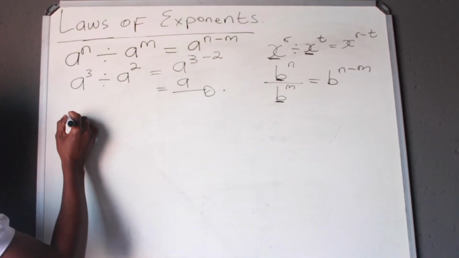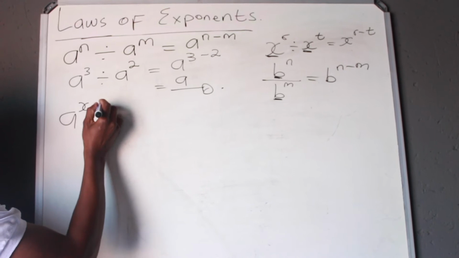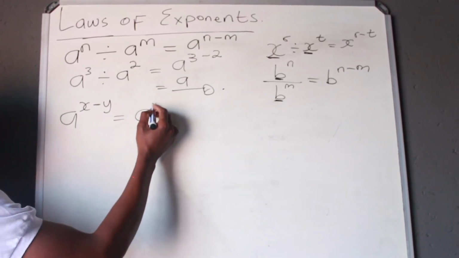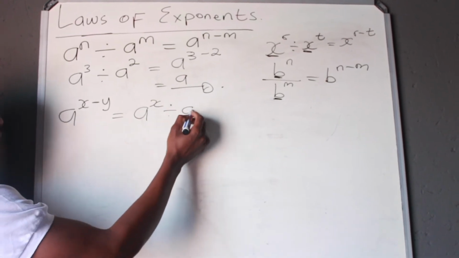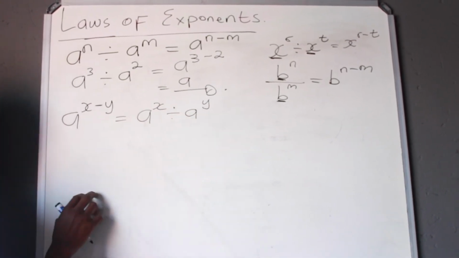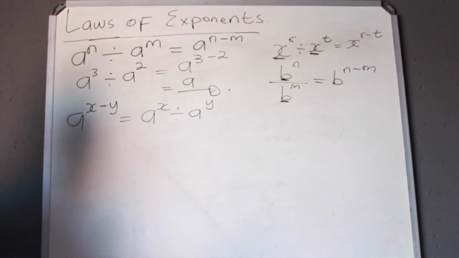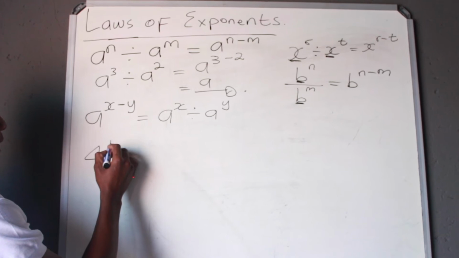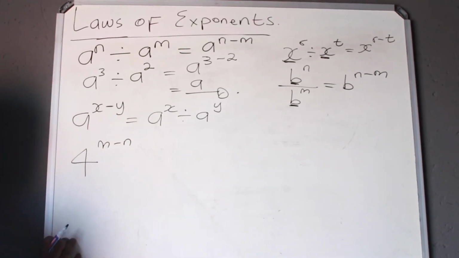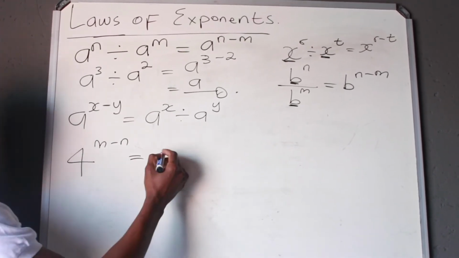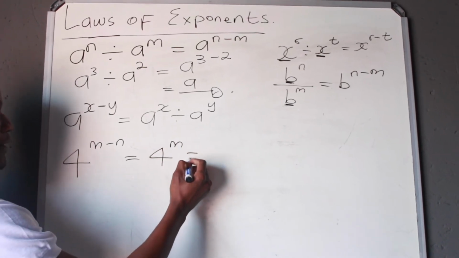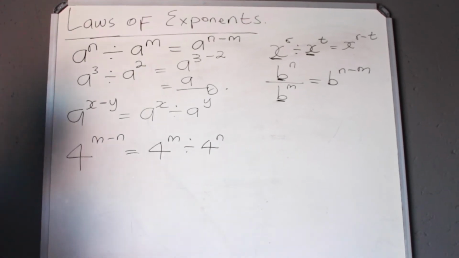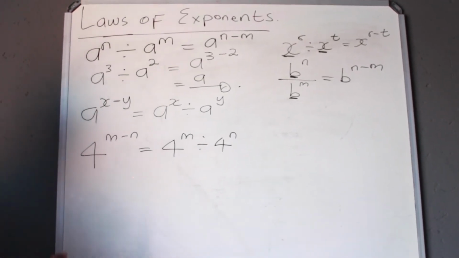So a to the power x minus y is equal to a to the power x divided by a to the power y, because when we divide the same base, we subtract the exponents. So if we are given 4 to the power m minus n, it is the same as 4 to the power m divided by 4 to the power n. When we divide the same base, we subtract the exponents.